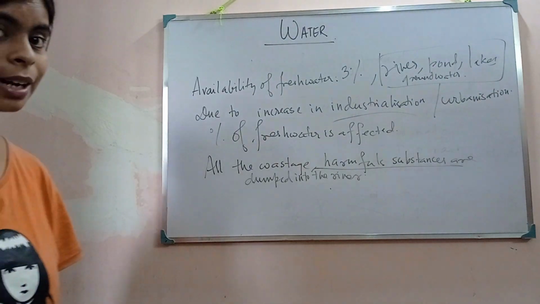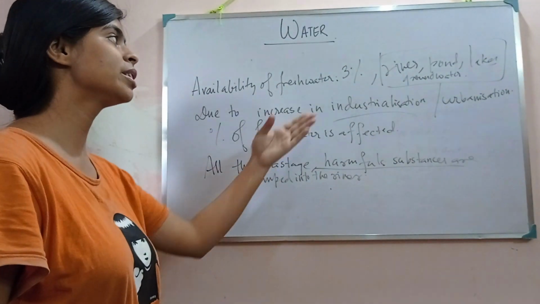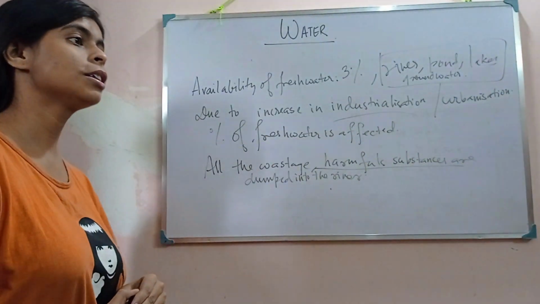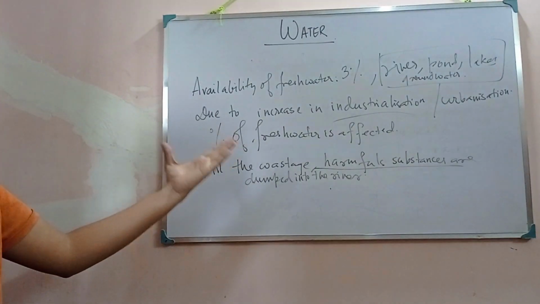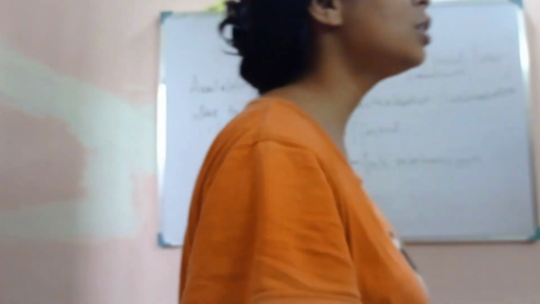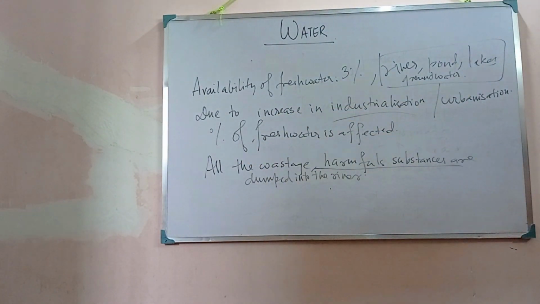Then we can't drink this fresh water, and as a result it is affecting us. If we dump these harmful chemicals into the river, what will happen? The living organisms and the aquatic life are getting affected by this.